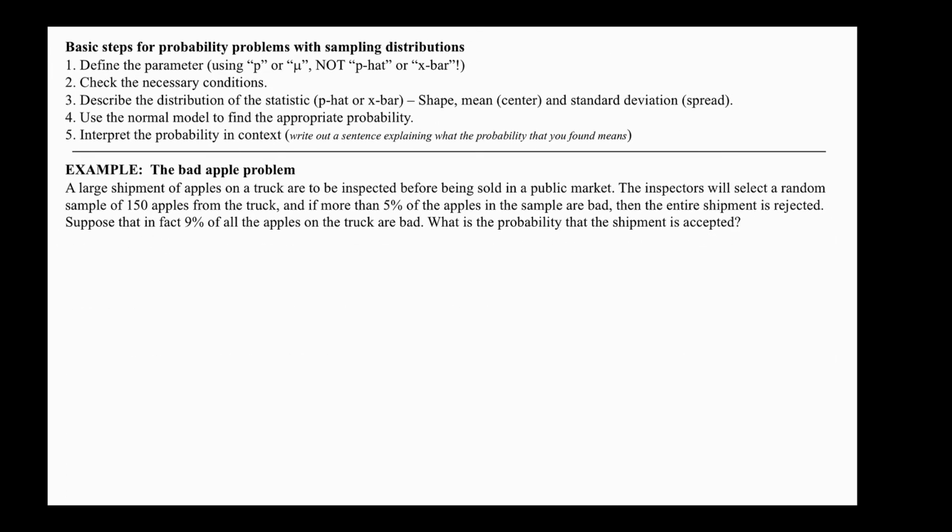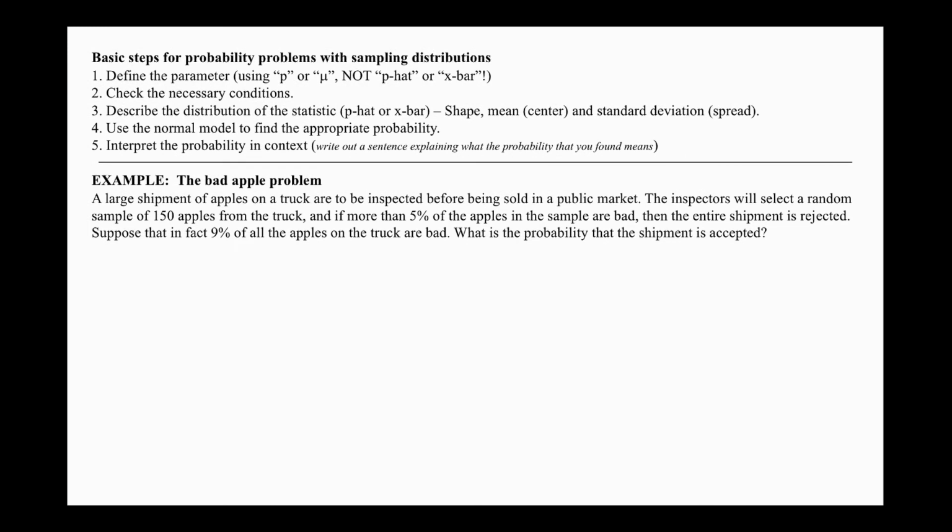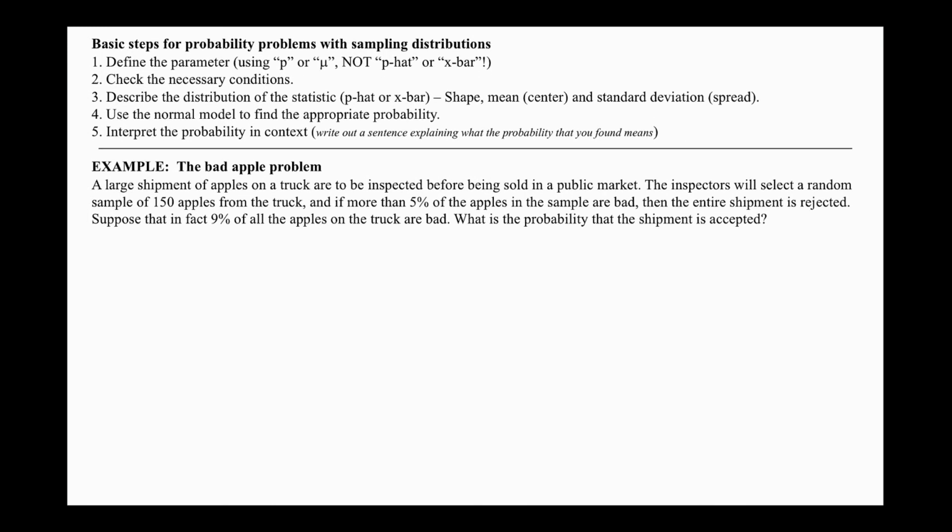Now they're going to ask us some probability questions. When they ask us probability questions, I put some steps on here. Step 1, define the parameter. Who is the population? That's p or mu, depending on whether it's means or proportions. Number 2, check all necessary conditions. If it comes from a sample, we have to use all of them.